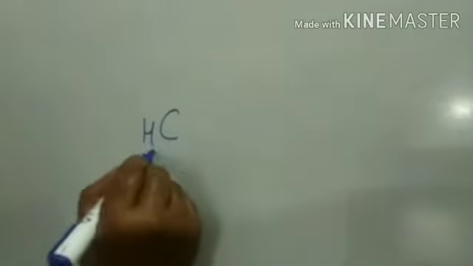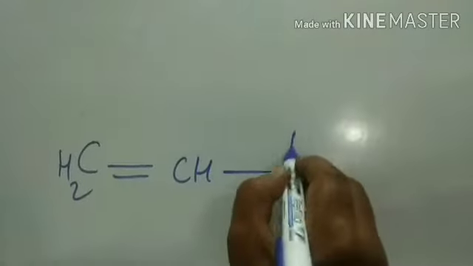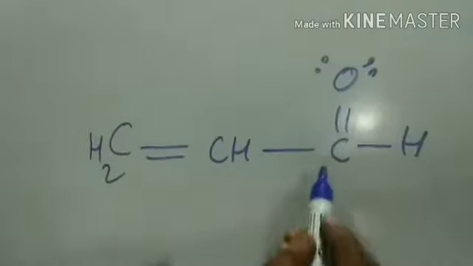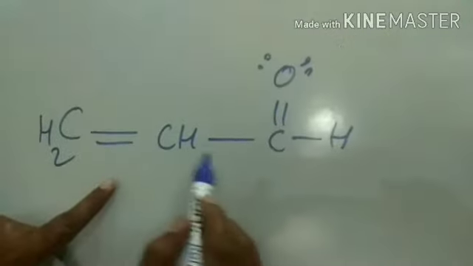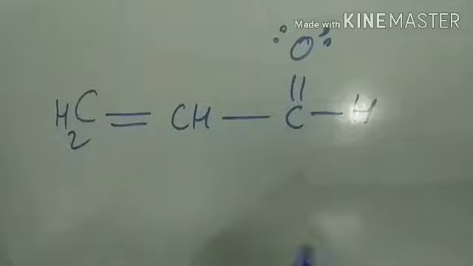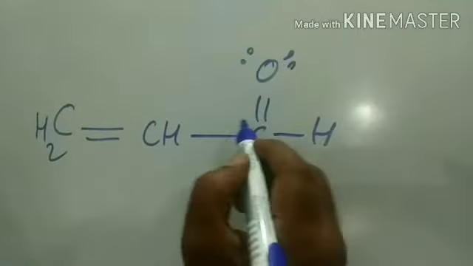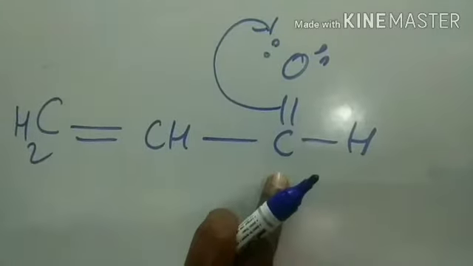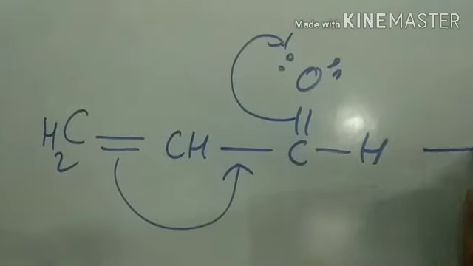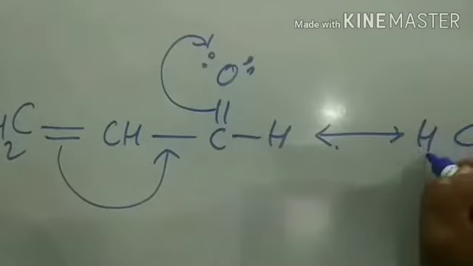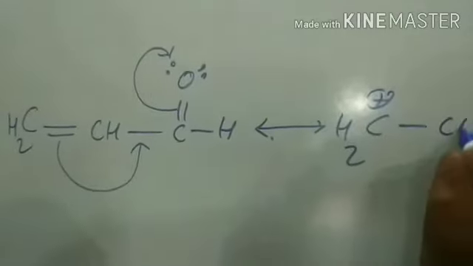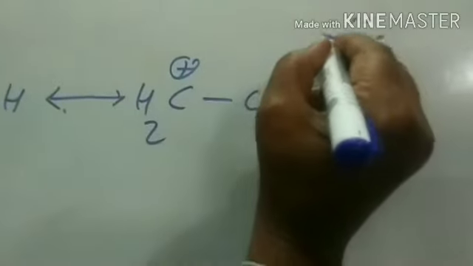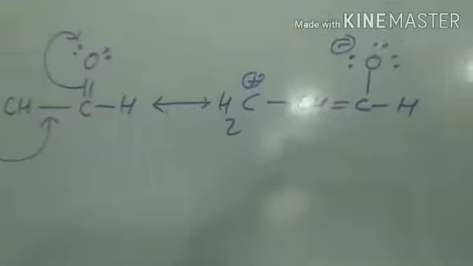So this is CH2=CH. You write CHO like this. This is a conjugated molecule. Both double bonds are separated by a single bond, so it is conjugated. One structure may be written like this. It goes over here, produces a positive charge. This shifts over here, creating CH2 positive, CH double bond, CH negative. This one.